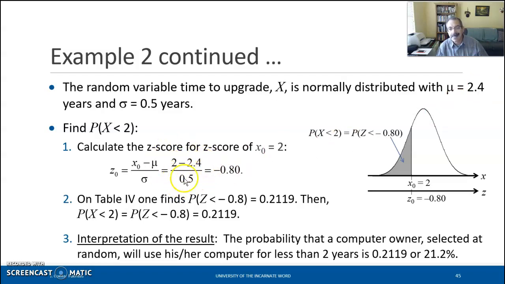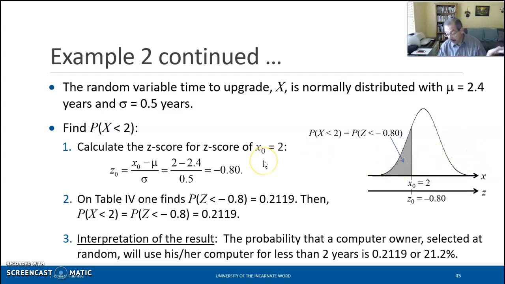If you carry out that calculation, that's minus 0.80. So here, this sketch of the normal distribution is showing you that we're looking for the probability that this owner will upgrade his computer in less than 2 years. So we're looking for a probability to the left of the x value of 2, or the equivalent value of z of minus 0.8. So we're looking for a probability on the left side.